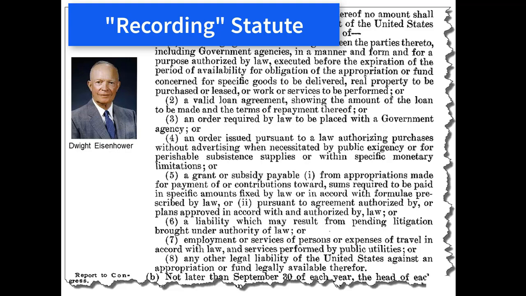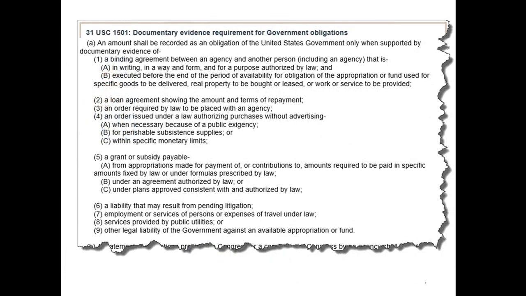In this statute, Congress lists the conditions that have to be met that require the recording of an obligation: a binding agreement, like a contract, a valid loan agreement, orders issued as required by law, grant or subsidy, liability from litigation, employment or services of persons, and any other legal liability. The current codification of this language in Section 1501 of Title 31 is essentially unchanged.